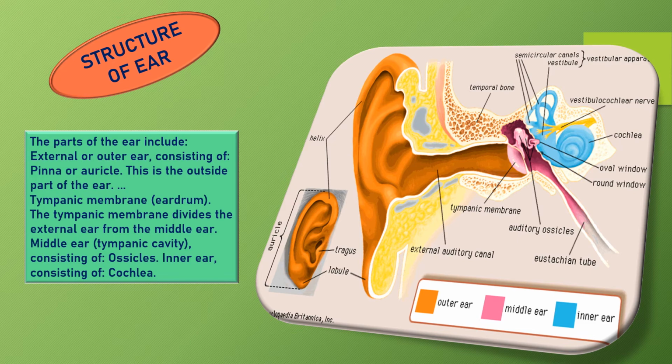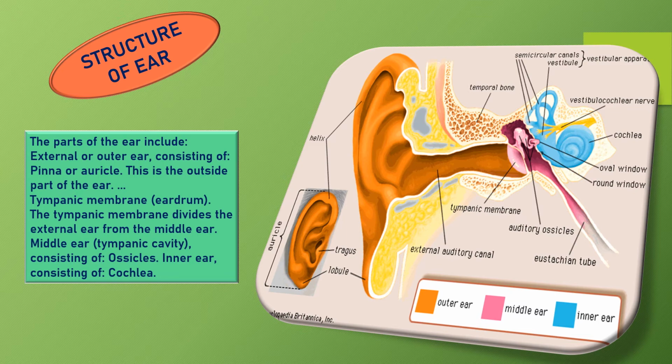Tympanic membrane or eardrum. You can see the tympanic membrane in the middle ear, the pinkish portion. It's actually a leaf-like structure. The tympanic membrane divides the external ear from the middle ear. The middle ear or tympanic cavity consists of ossicles, and the inner ear consists of cochlea. So the middle ear consists of auditory ossicles after the tympanic membrane, pink color auditory ossicles.